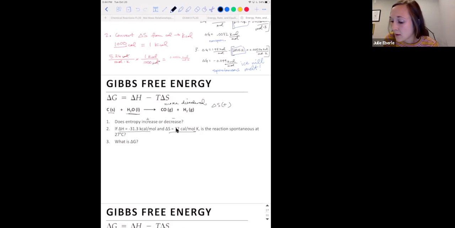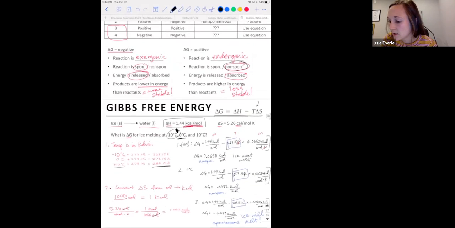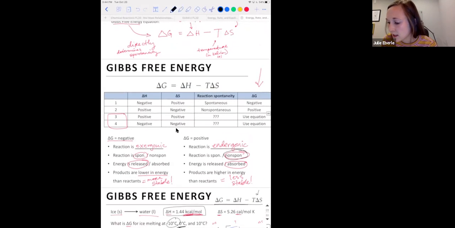We have a negative delta H and we have a positive delta S. Let's see which row that matches. Negative delta H, positive delta S matches row 1 right here. And when you have those two together, that reaction will always mathematically give you a negative delta G. That is always spontaneous.